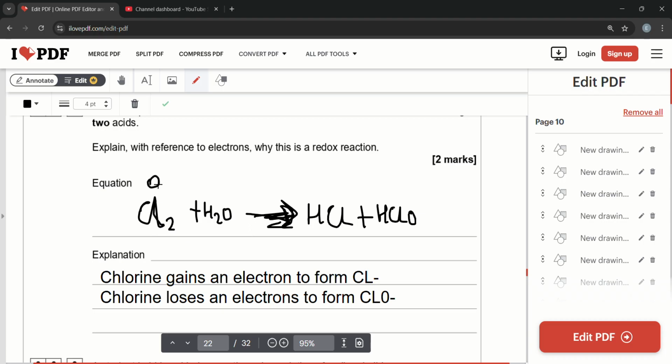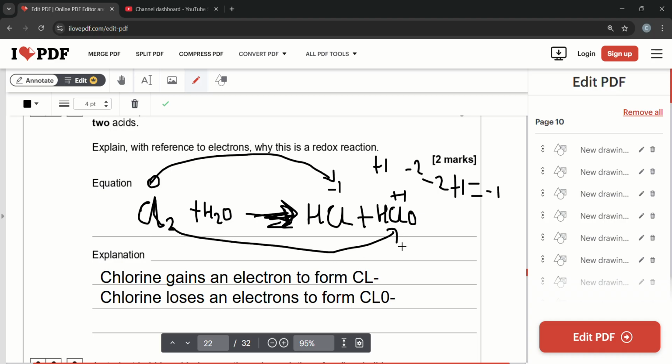oxidation states. Here is 0. Here that's +1, hydrogen +1, so Cl is going to be -1. And here, well, hydrogen's +1, oxygen is going to be -2. -2 plus 1 equals -1. Therefore, chlorine must be +1. So you can see chlorine gains an electron to form Cl minus, losing an electron to form ClO minus. I'm pretty sure the oxidation state of chlorine here is +1, but that's not necessary.